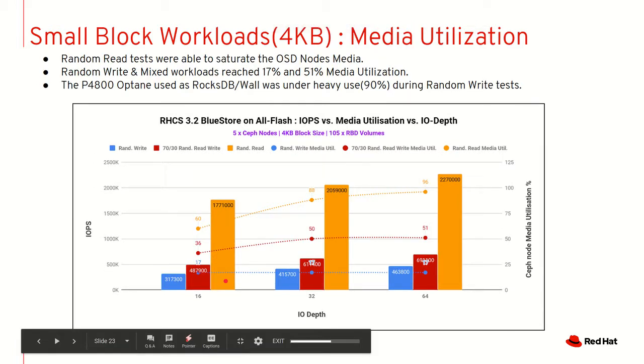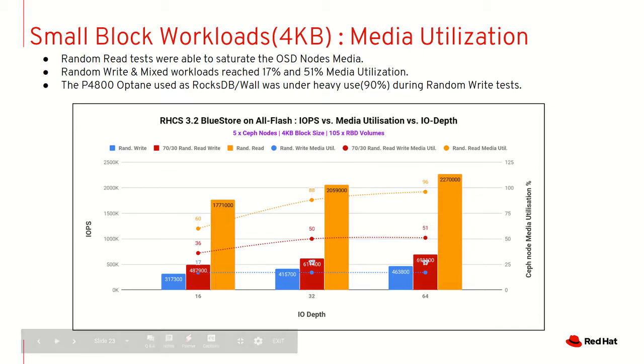Let's take a look at the media utilization during the 4K test. In this graph, we have again IOPS represented with columns and the media utilization represented with the horizontal lines.